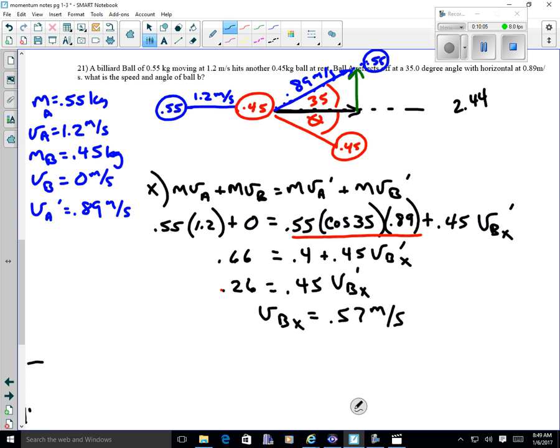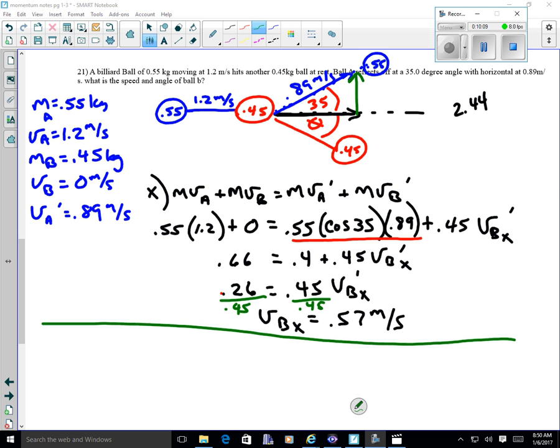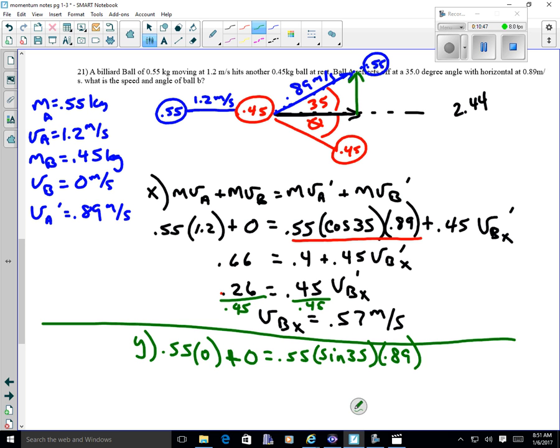Okay, so let's do everything in the y direction. Guys, I'm not going to rewrite this equation. I'm just going to put in the numbers again. So now my mass is going to be still 0.55. How much is ball A going in the y direction at the very beginning if it's going straight across the board? 0. So it's 0. Ball B also has a momentum of 0, so I'm going to have 0 plus 0 now equals 0.55. Instead of cosine, what do you use to get the y direction? Sine. So I'm now going to have 0.55 times the sine of 35 times the hypotenuse of 0.89 plus 0.45 v_B in the y direction after the collision.